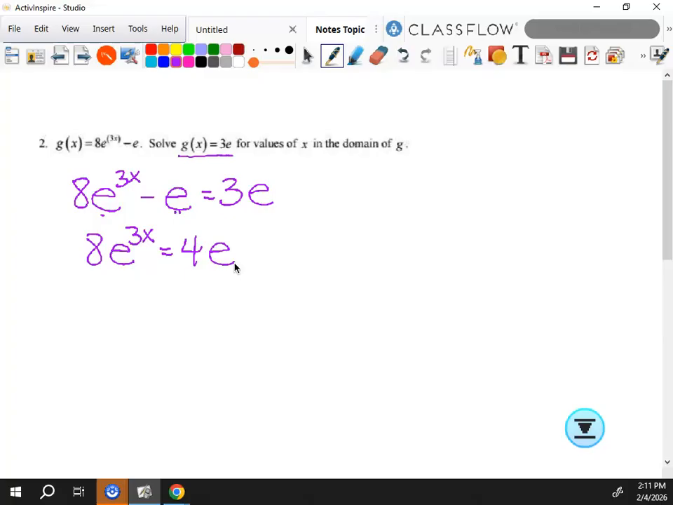Okay. All right, so listen, I need to divide. I can either divide by 4 or divide by 8. But remember, my goal is to get the x by itself, so I'd like to move as much away from that as I can. So I'm going to divide both sides by 8, so I get e to the 3x power equals 4e over 8.